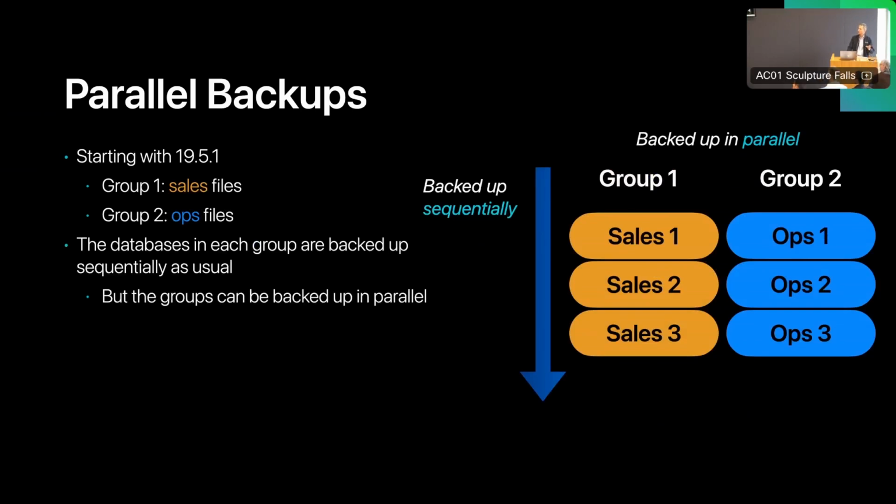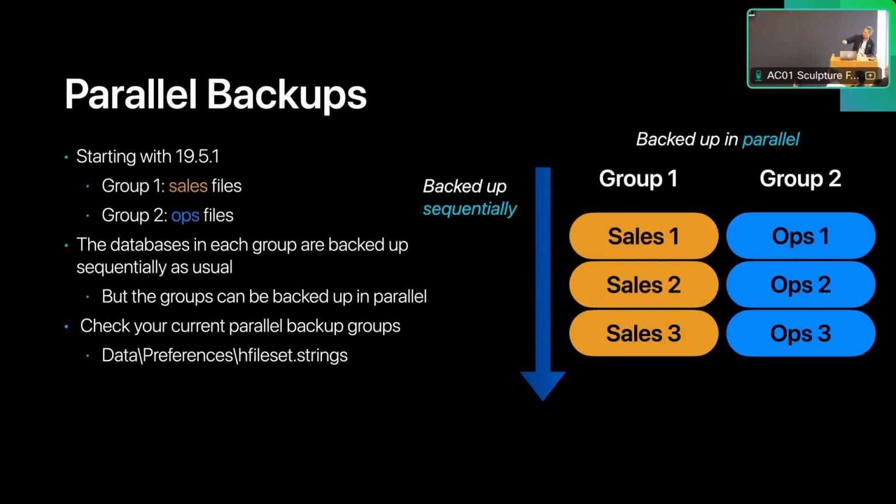And so it creates groups of files based on that information, and you can see what groups it creates by going to the file that gets created in the FileMaker Server install path. And the way it works is that within a group, files are still backed up sequentially, but the groups themselves are backed up in parallel. And so the overall duration for the backup is less.